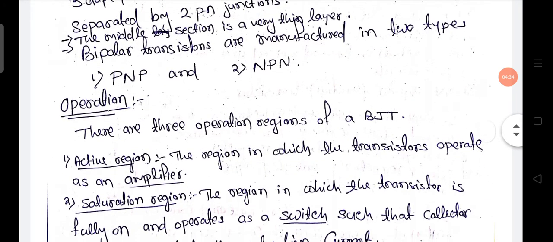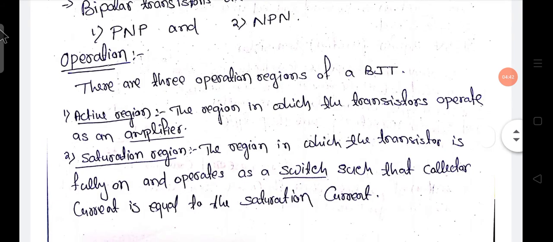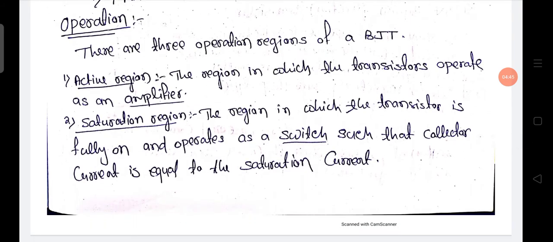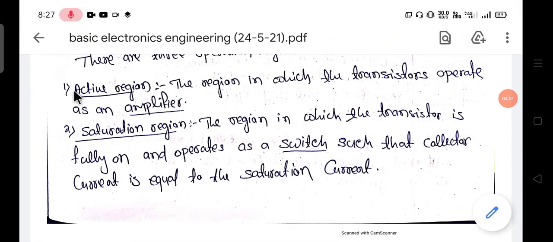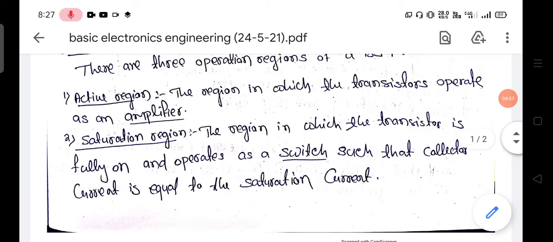Operation. BJT has three operation regions. One is the active region, one is the saturation region, and the third one is the cutoff region. What happens in the active region? In the active region, the transistor operates as an amplifier. That means it amplifies the power or the amplitude of the input signal and gets an amplified, high power output signal.